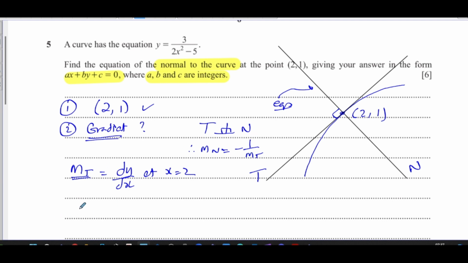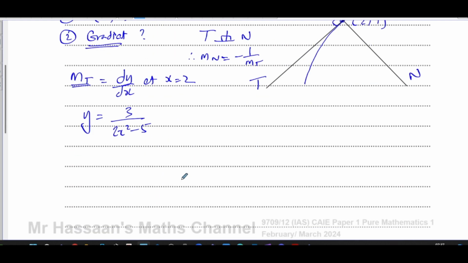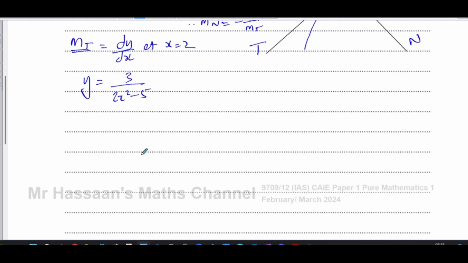So we need to find dy/dx. We have y equals 3 over 2x squared minus 5. I need to differentiate this expression. To differentiate it, I want to get it ready by writing it as y equals 3 times (2x squared minus 5) to the power of negative 1. All the variable terms, like the x terms, should be written on the top, even if it's a whole bracket.